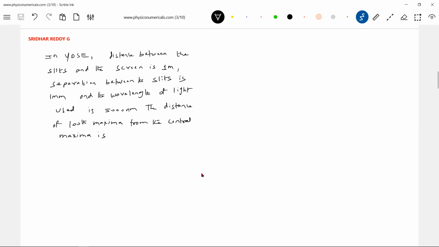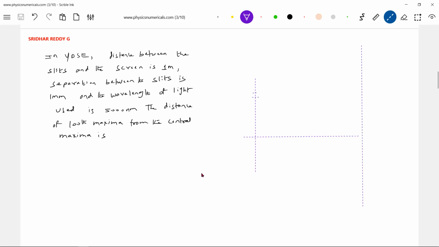Okay, there's a very good question here. In YDSE, the distance between the slits and the screen is 1 meter. Separation between the slits is 1 millimeter, and the wavelength of light used is 5,000 nanometer. The distance of 100th maxima from the central maxima is, okay, that is something trying to test the basics of the YDSE.